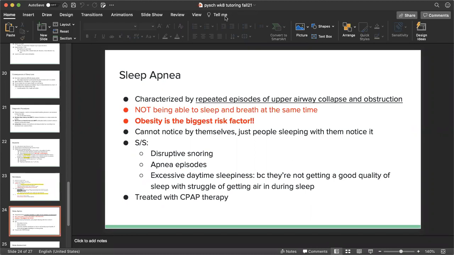And then, like I said earlier, sleep apnea is treated with CPAP therapy. It'll help them keep breathing while they're sleeping. So that's the biggest thing you need to remember about sleep apnea. They stop breathing while they're sleeping. Obesity is the biggest risk factor for it, and it's treated with CPAP.